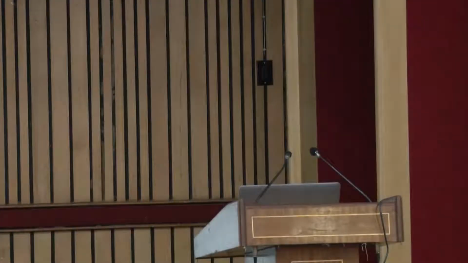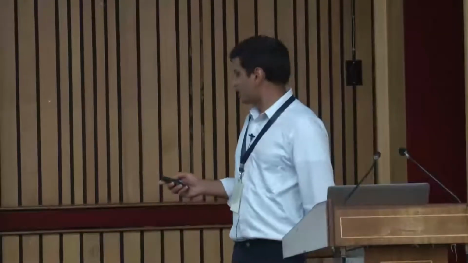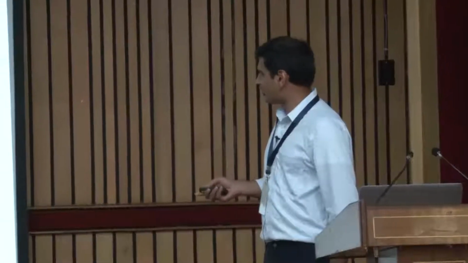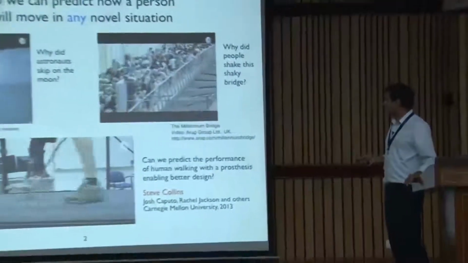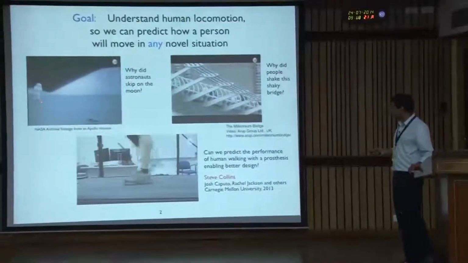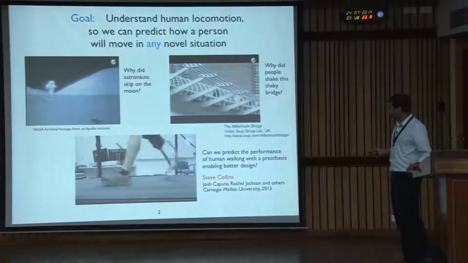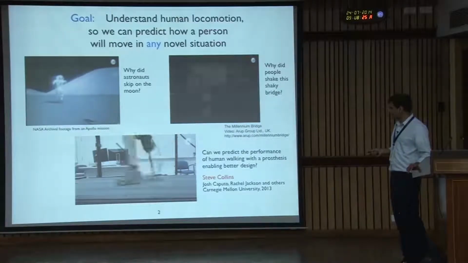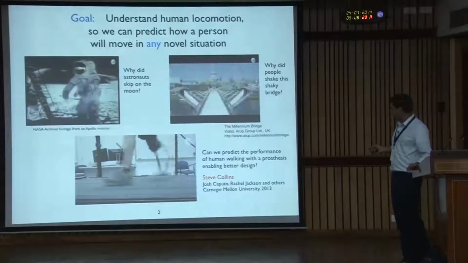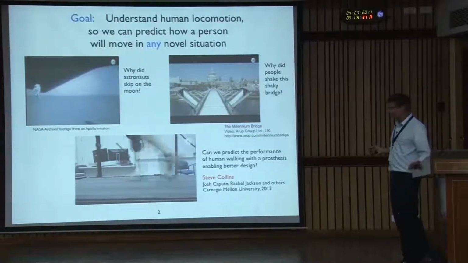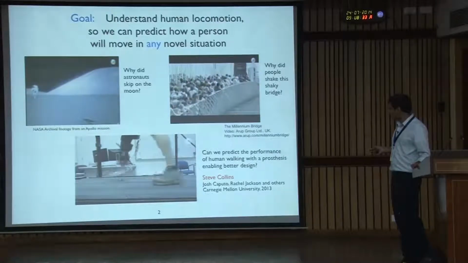I don't know if people can see the videos very clearly. These are three different videos of phenomena associated with people walking, running, moving around. And this is a video of an astronaut skipping on the moon. This is a video of something that happened now 14 years ago. Maybe some of you have seen the video of this.